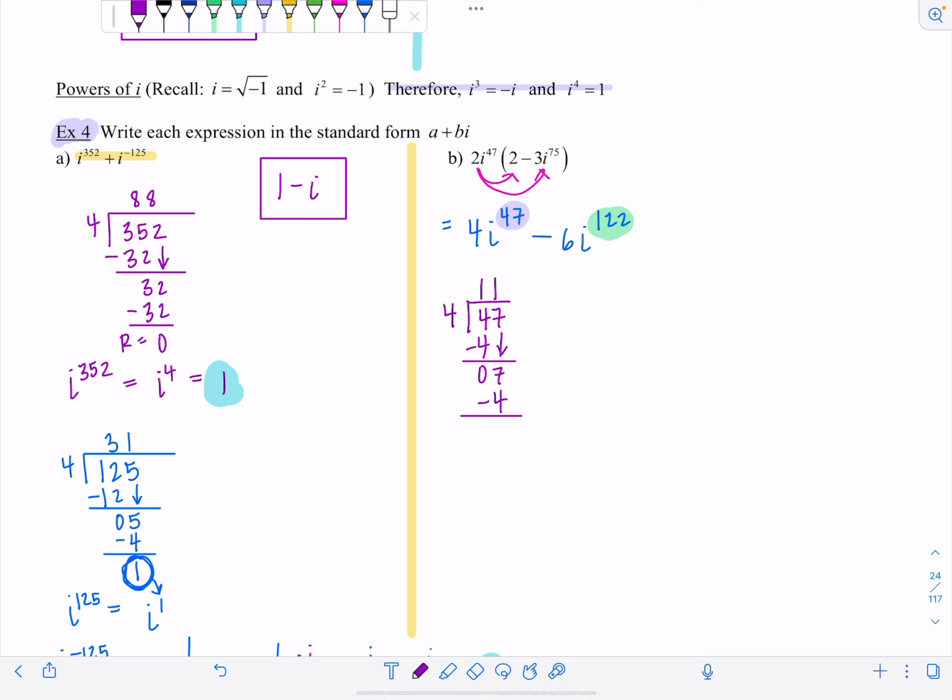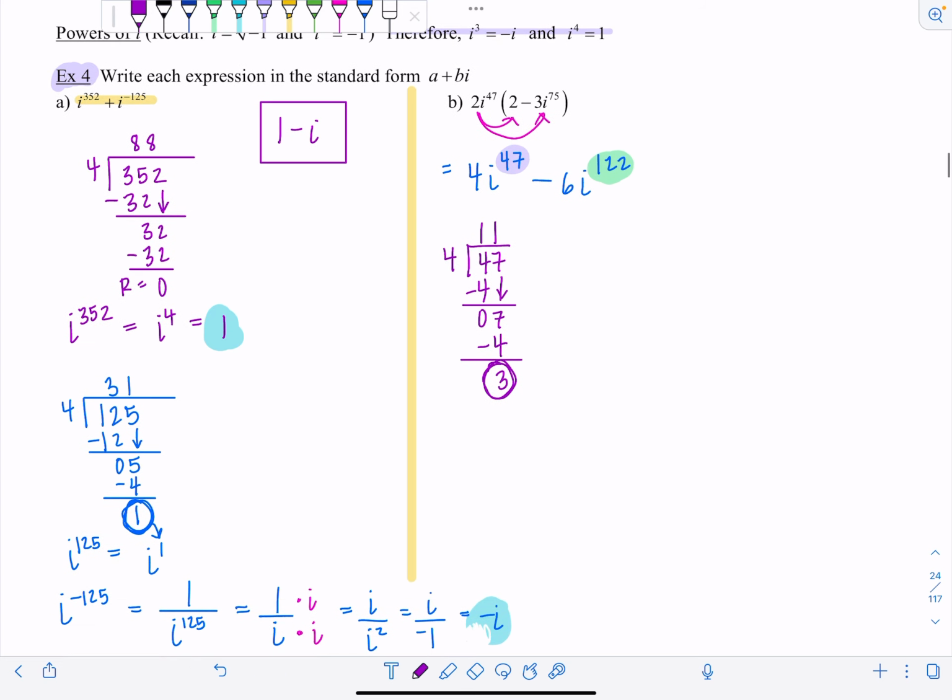I don't care what the quotient is. I'm all about this remainder. Remainder 3. So that means i to the 47th is equal to i to the 3rd. And what's i to the 3rd? You do have to memorize this. Negative i. Okay, so we've got that part done.